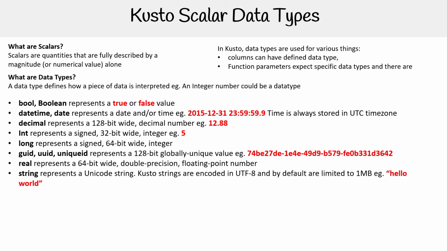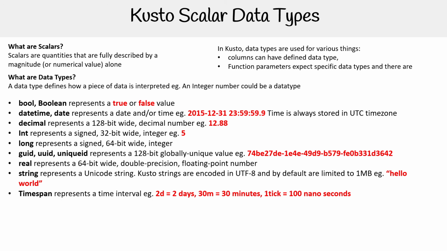Then you have strings, and these are Unicode strings, limited by default to 1 megabyte. The way you write them is wrapped in quotations, like "hello world". You have time spans. These are interesting. They're little time intervals. So 2d would equal 2 days, 30m would equal 30 minutes, 1 tick would equal 100 nanoseconds, and they have a variety of those.